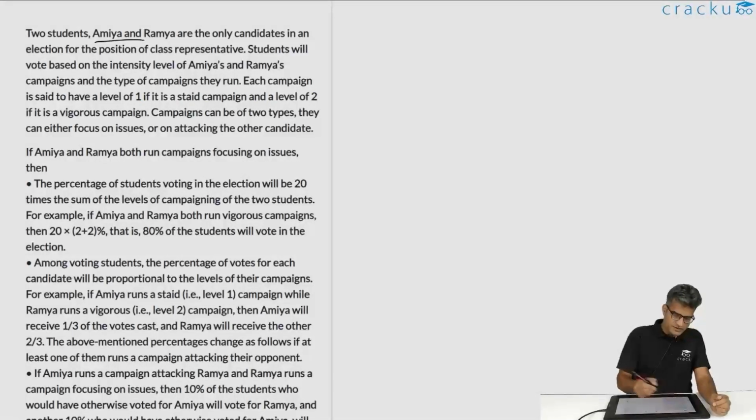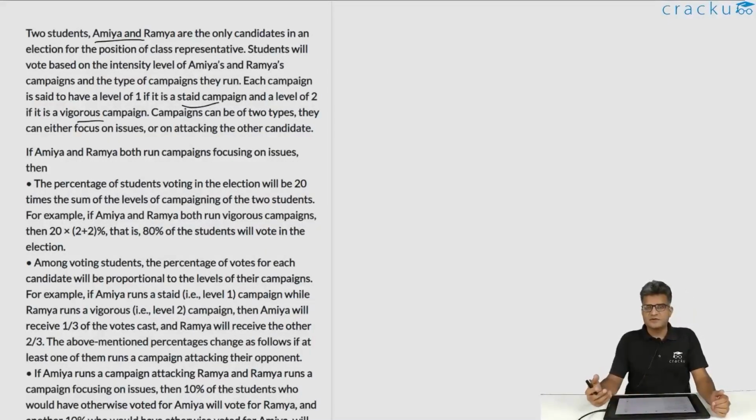In this question, we are told that there are 2 students, Ramya and Amiya. They are both contesting for an election. Now, there are 2 ways in which you can contest for the election. Either you can run a stoic campaign or you can run a vigorous campaign.